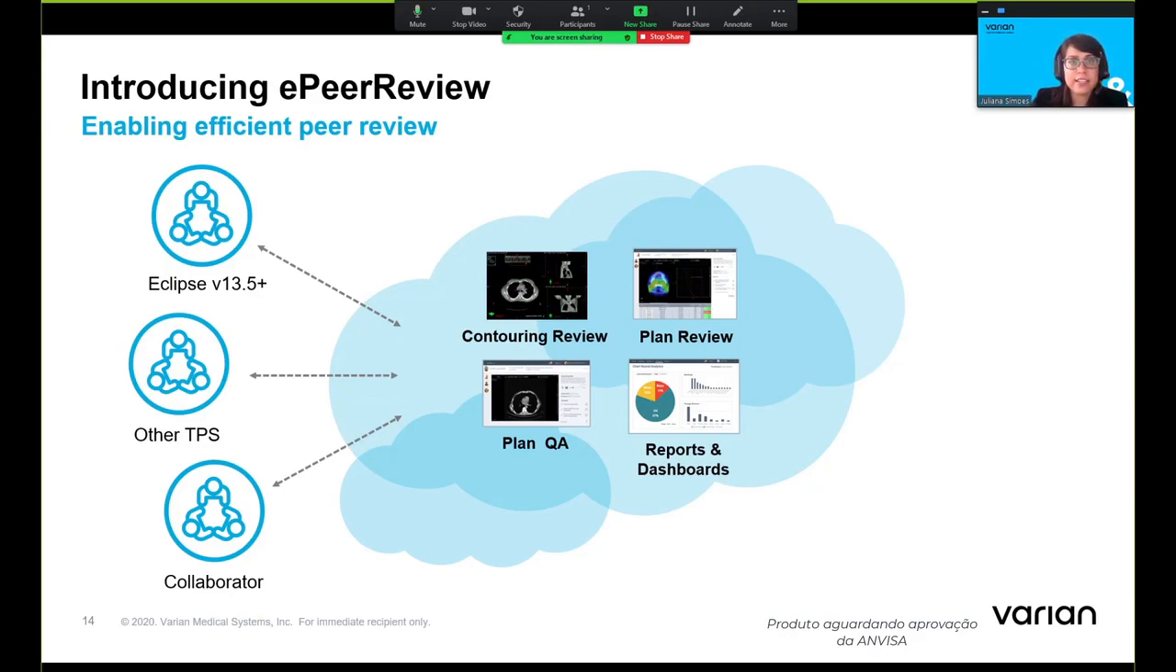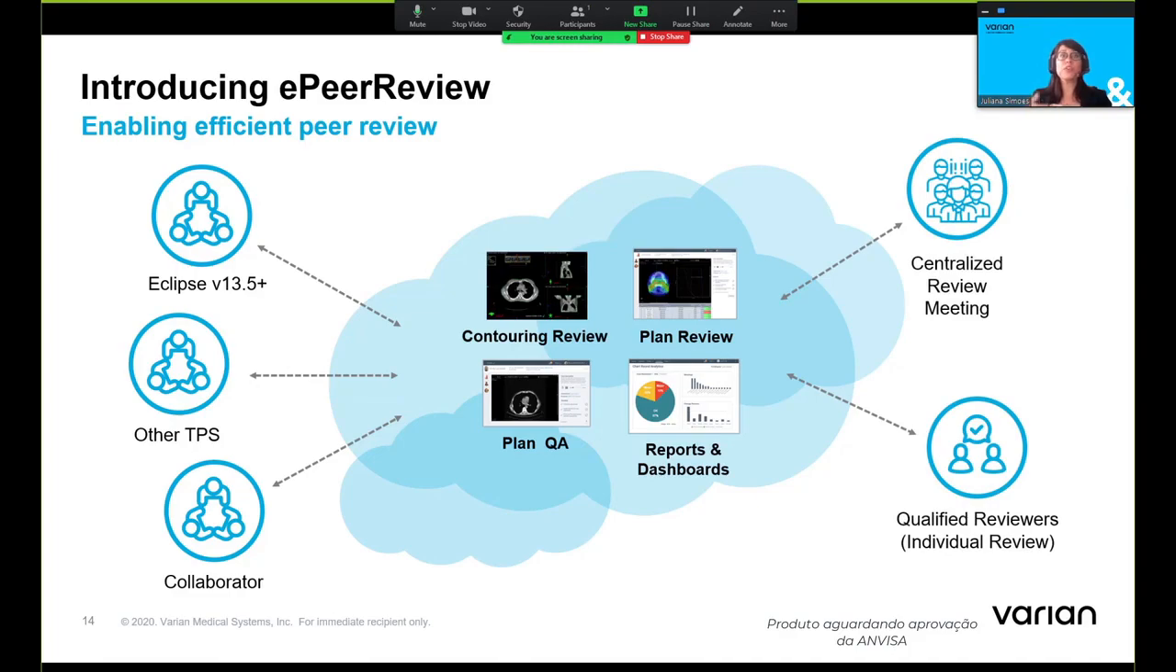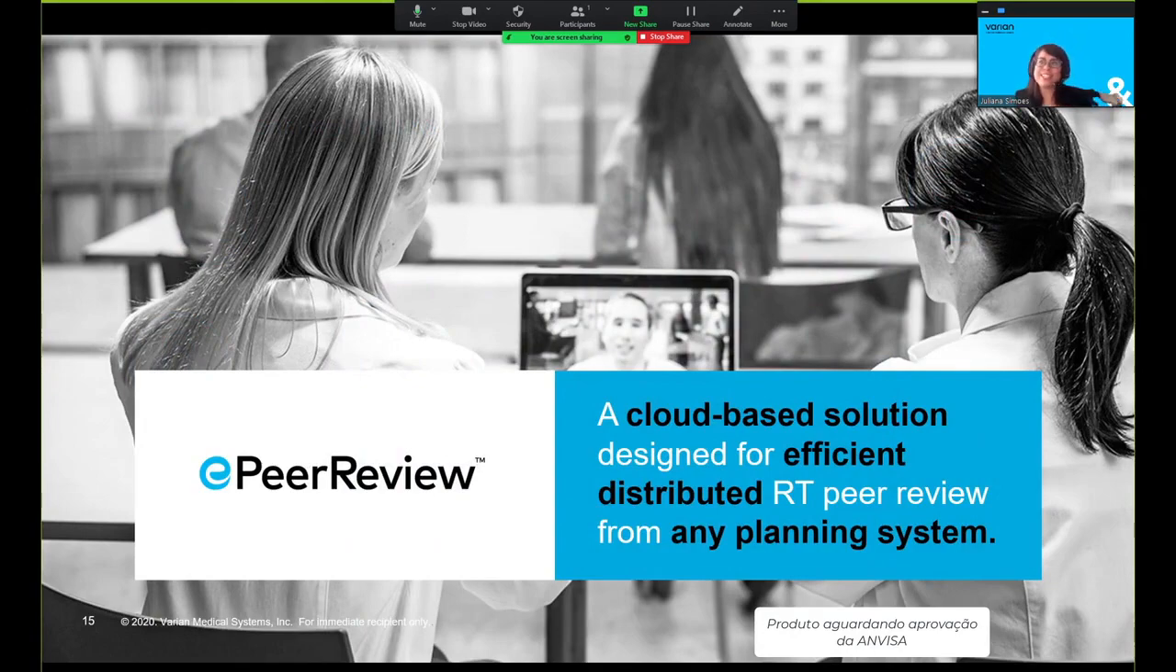And aside from that, like I said, we can do it in a centralized review meeting. There are tools for you to review using ePeer Review, as well as do it separately when you have time. So that problem we have, when the physicians gather together but accumulate a big number of patients at the same time, the patients that don't really need to go to a chart round, that don't need a discussion but still need to be reviewed, could be reviewed in a distributed fashion. When each individual who should be reviewing this patient is available, they will review this patient. So ePeer Review is a cloud-based solution designed for efficient distributed peer review for any planning system. Like I said, you can still do that with a meeting as well.